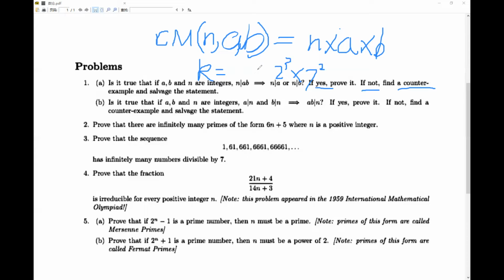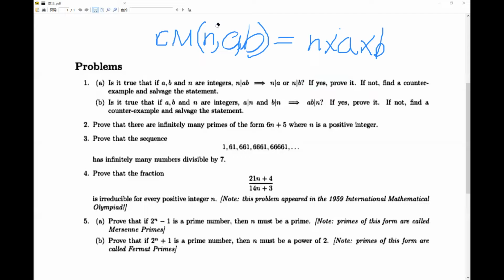So let's say the common multiple is 2 to the power 3 times 7 to the power 2, like what you've written here. If a could have 2 to the power of 2 and b could have 2 to the power of 1 and 7 to the power of 2. It could contain that, and it can be multiplied by another number, but it will contain these factors. Okay, that's great.